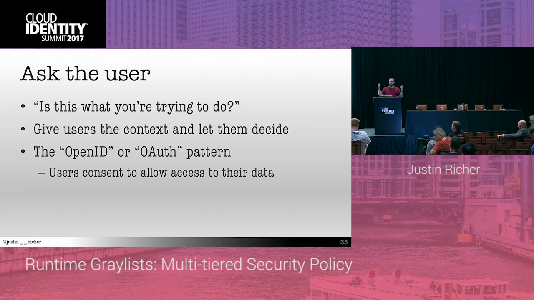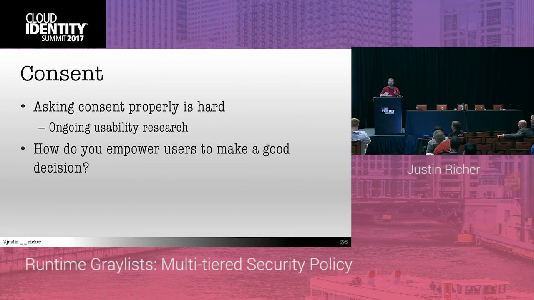OAuth and OpenID Connect really made this pattern famous, really made this thing work. This is how a lot of sites today connected internet scale, by asking the user at runtime, is this what you're trying to do? But asking that consent properly is a really hard problem, as it turns out. Because just popping up something that says, are you trying to pass a bundle of attributes including a subject identifier with the following random value to this client identifier with the following also random value? That doesn't make sense to users. They're just going to kind of glaze over. Asking consent properly is hard. So how do we empower people to make good decisions?